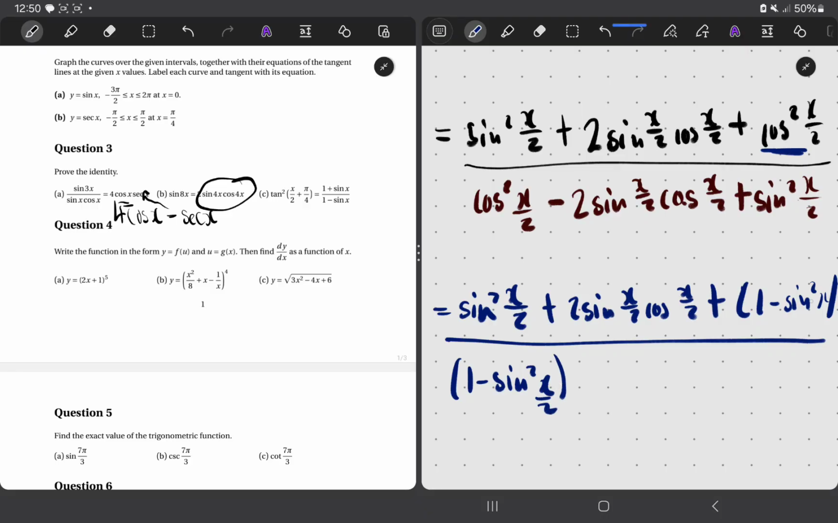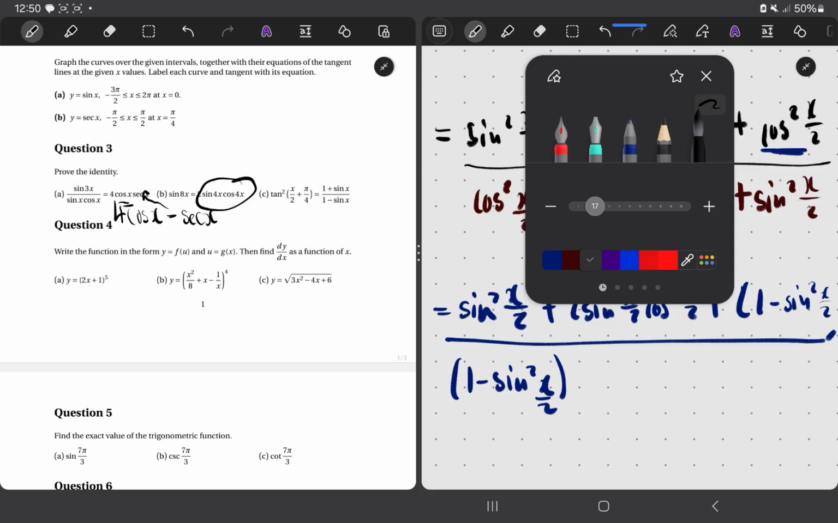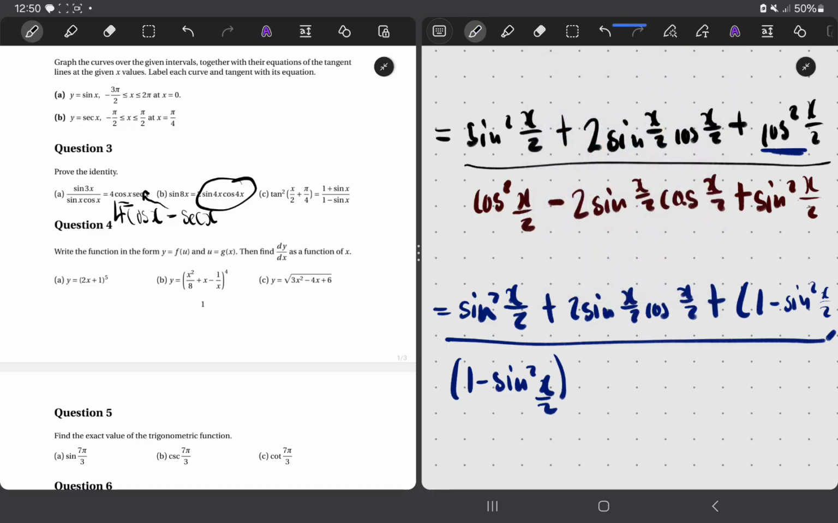With cos squared, we want to change it to 1 minus sine squared again. It's x over 2 because all of them are x over 2. So it's 1 minus sine squared x over 2, because it's a cos squared x over 2. Remember, we did it when we did the identities, that cos squared is 1 minus sine squared. And sine squared is 1 minus cos squared. So that's what you do when you're removing them.